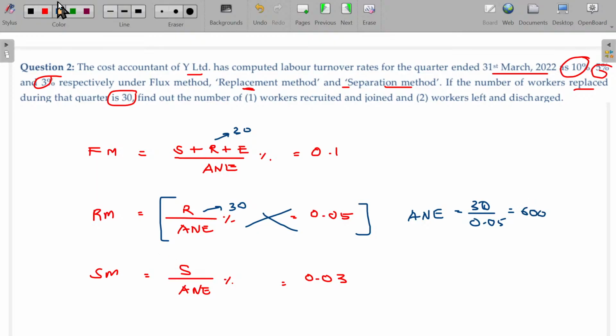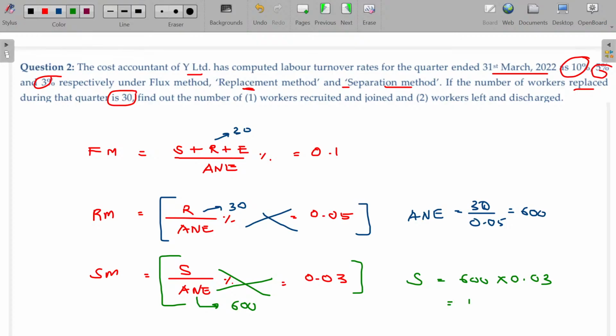Now I can substitute that information for the separation method. Average number of employees is calculated from the earlier one, 600. Now S can be calculated. Number of employees separated from us is equal to, do the cross multiplication, so 600 into 0.03. Otherwise I can simply multiply the other side. So 18 will be the answer.